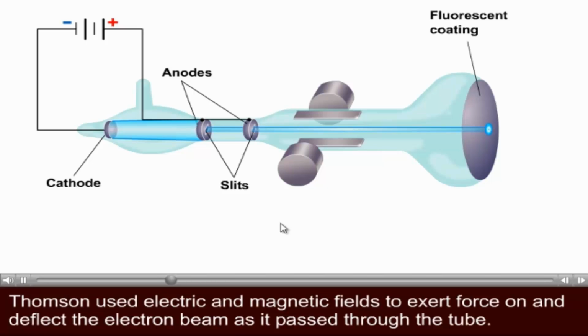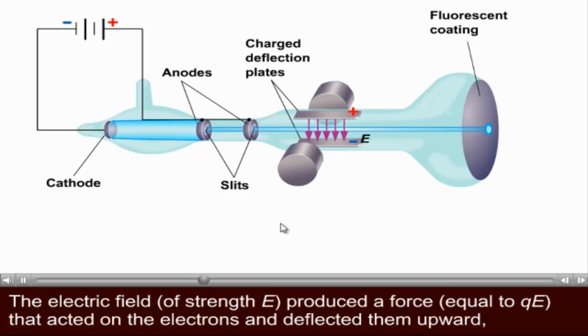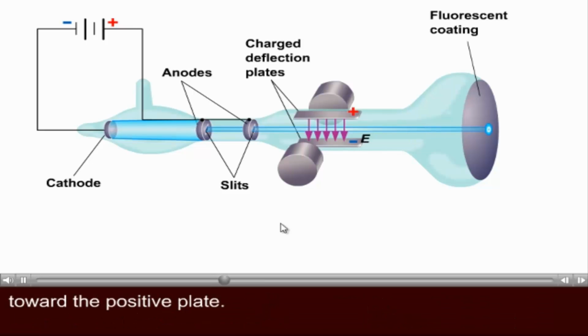Thomson used electric and magnetic fields to exert force on and deflect the electron beam as it passed through the tube. The electric field, which was produced by charged parallel plates, was oriented perpendicular to the beam. The electric field, of strength E, produced a force equal to QE that acted on the electrons and deflected them upward toward the positive plate.